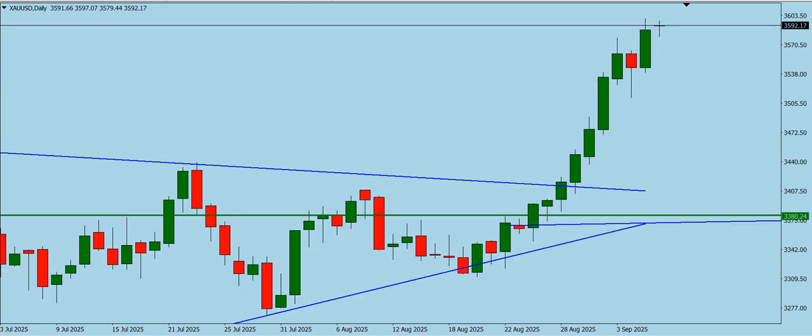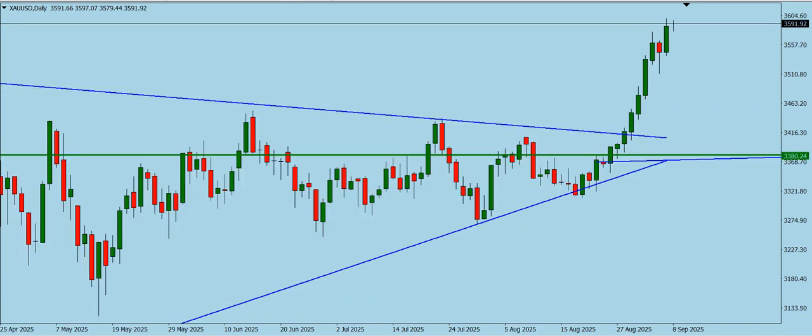On the daily time frame, the price of gold is pushing upwards.